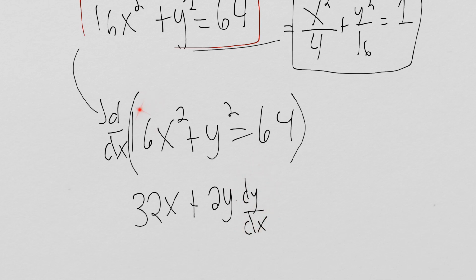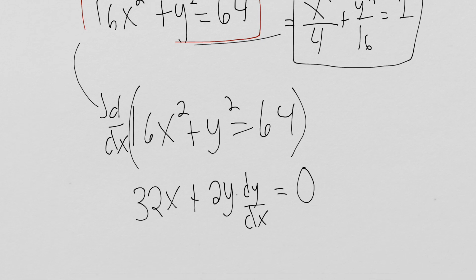Same thing here, the derivative of 16 blah squared is always going to be 32 blah, but we have to multiply by the derivative of the inside function with respect to x, but the derivative of x with respect to x is just 1. Dy dx we don't know, so we have to write that. Okay, and that's equal to the derivative of 64, which is 0.